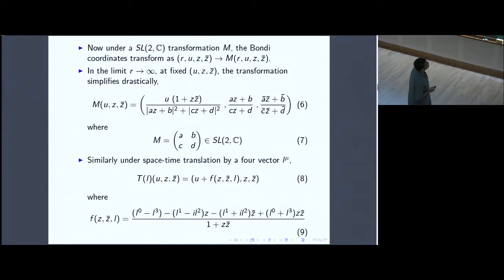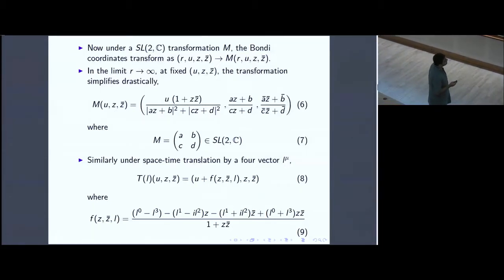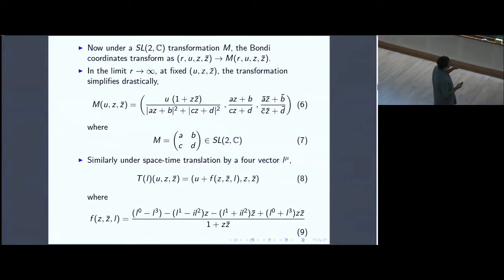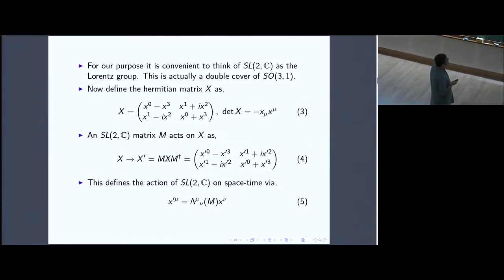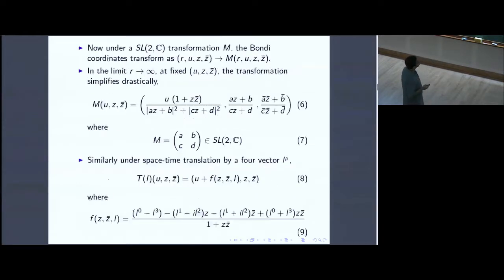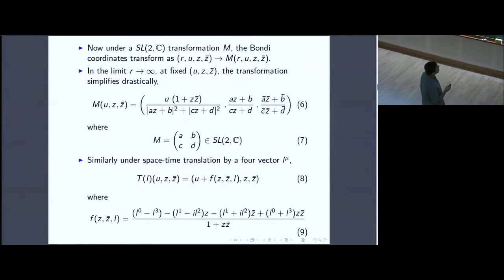Okay. So under the SL2C transformation M, the Bondi coordinates in the bulk, which are R, U, Z, Z bar, get transformed to something like M acting on R, U, Z, Z bar, and one can easily find that out from here. But it turns out that if you now take the limit where R goes to infinity at fixed U, Z, Z bar, then this transformation simplifies drastically, and what you get is essentially this simple looking transformation.